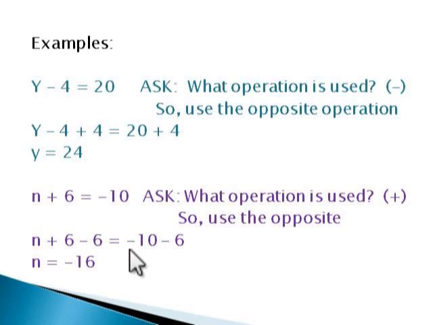Negative 10 minus 6. Remember, we add the opposite. So we're going to change minus to plus and 6 to negative 6. So negative 10 plus negative 6 is negative 16. So our value for n is negative 16.